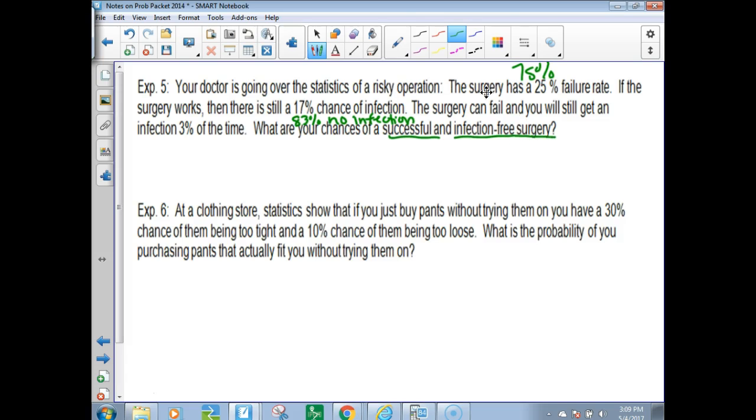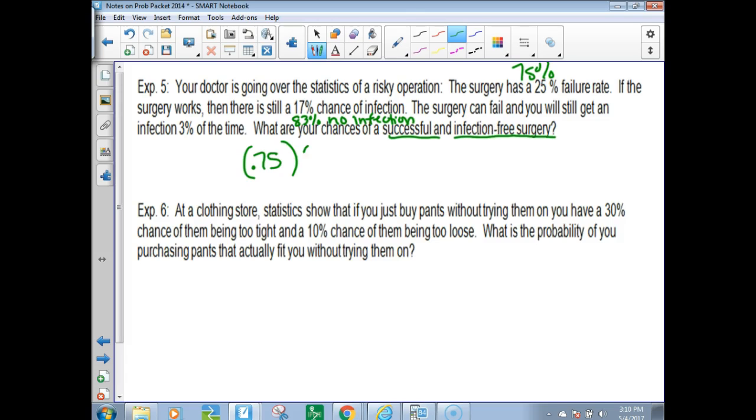So it's successful, which is 75%, right? And then infection-free. So if it works, you have a 17% chance of infection. We need to look at this one, okay, because it didn't fail, right? You have a 17% chance of getting an infection, and it says you want it to be infection-free.